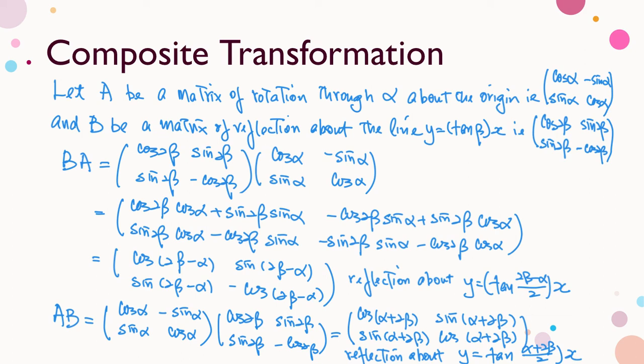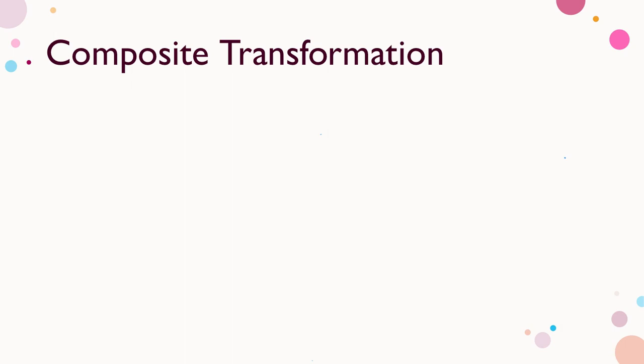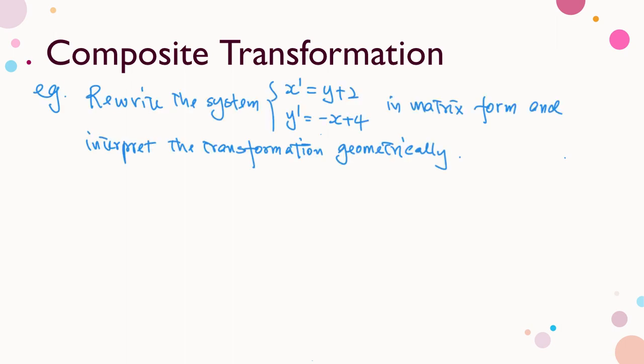That is what we learn from multiplication of two matrices. We cannot swap the order of multiplication, otherwise we get a different result. Now, let us consider the following example. The transformation is given by a system of equations. Rewrite the system in matrix form so that the transformation can be understood geometrically.